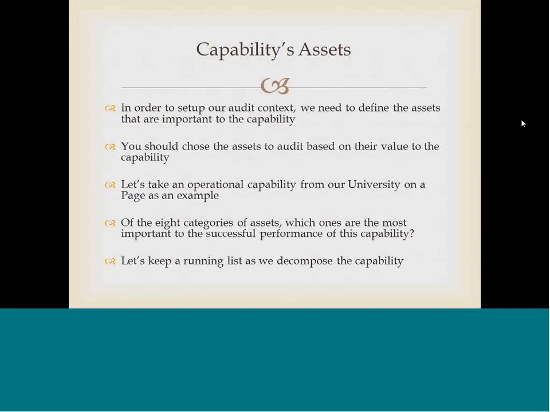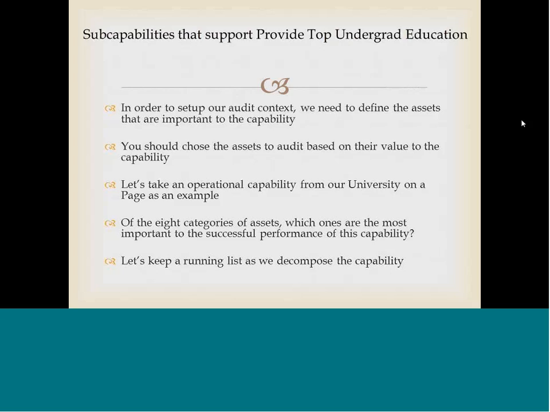So we're going to take an operational capability from our university on a page to walk through. Of the 8 categories of assets, I'd like you to think about which ones would be the most important to the successful performance of this capability as we go along. We're going to keep a running list as we decompose the capability and look at all the assets, and then in the end, we're going to look at the full set of intellectual capital assets that would be required to support that capability.